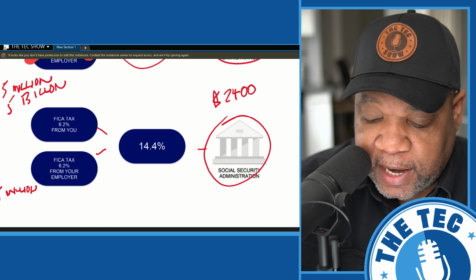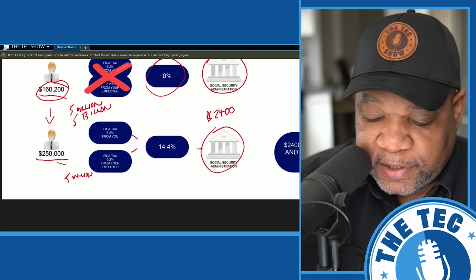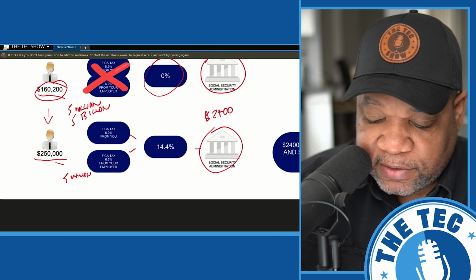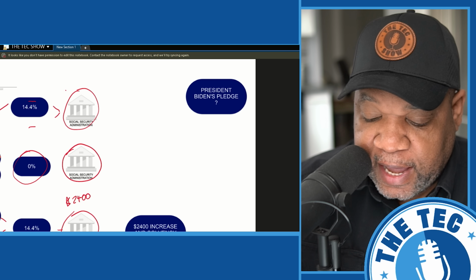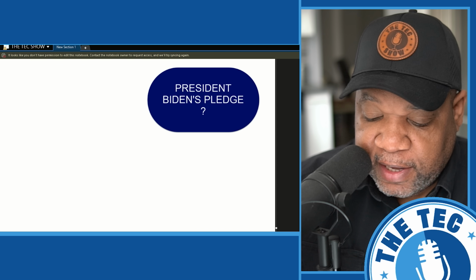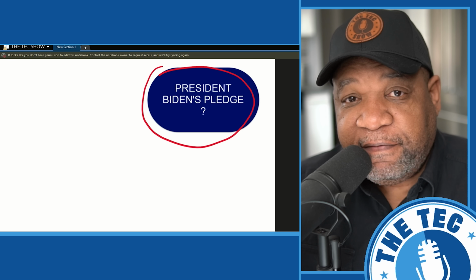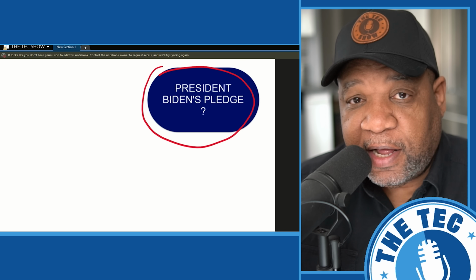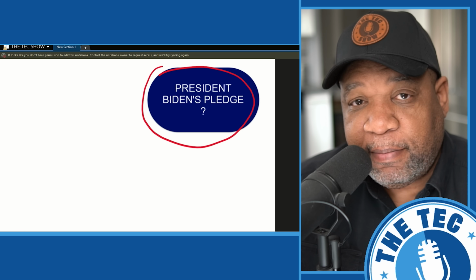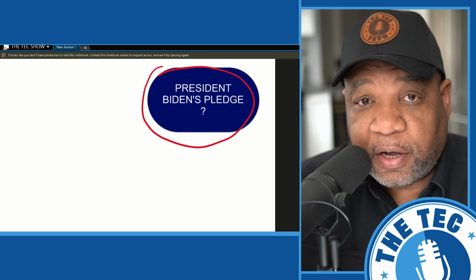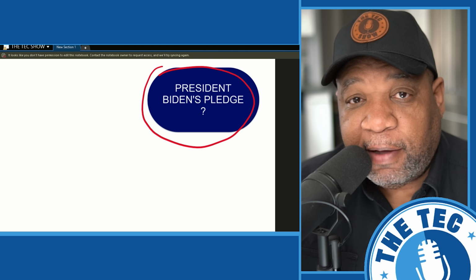That is his plan. Now, when it comes to President Biden, he hasn't really weighed in on this too much because President Biden had a pledge. He made this pledge when he ran for president, and his pledge was that any family making less than $400,000 would not be taxed anymore. Now, he did say family. This would be individual that we're talking, $160,200. That's an individual, but in this situation, he's talking about families.